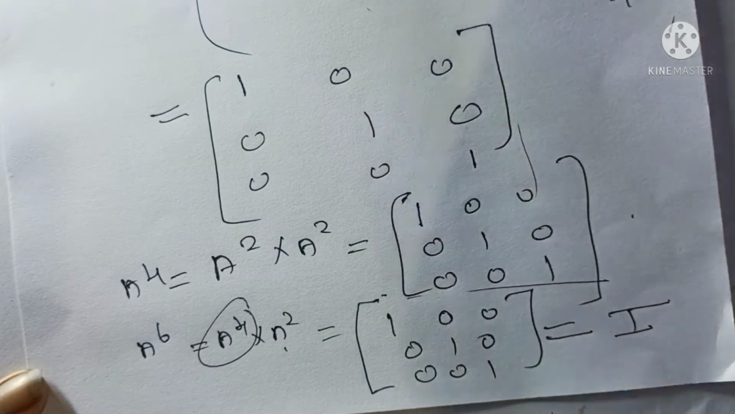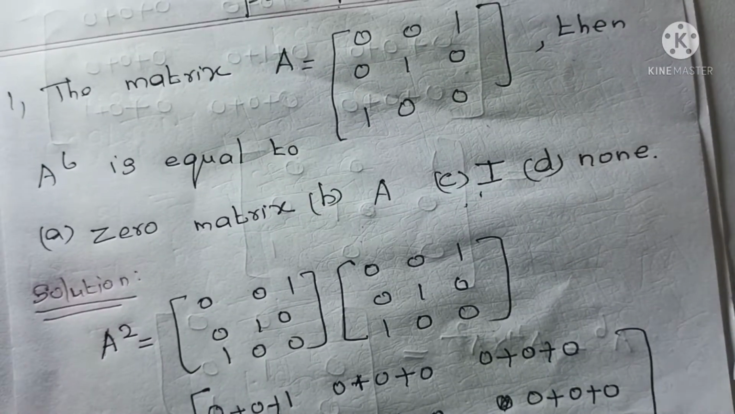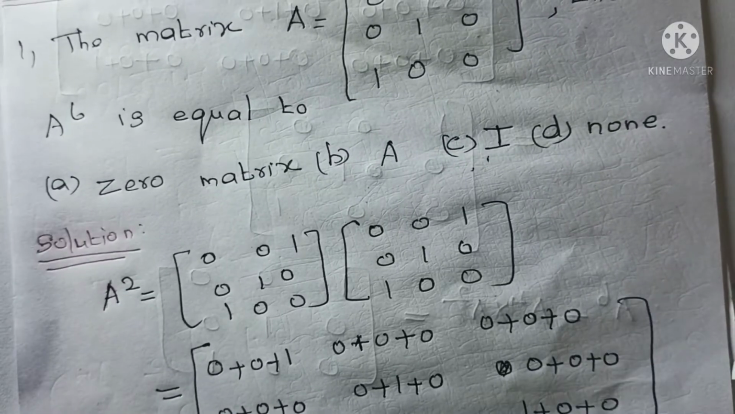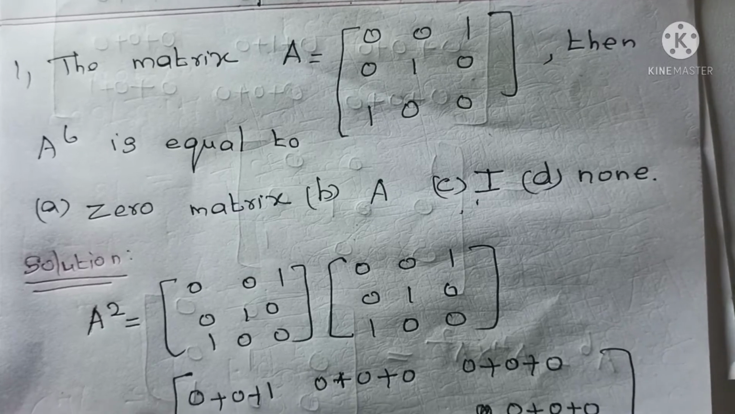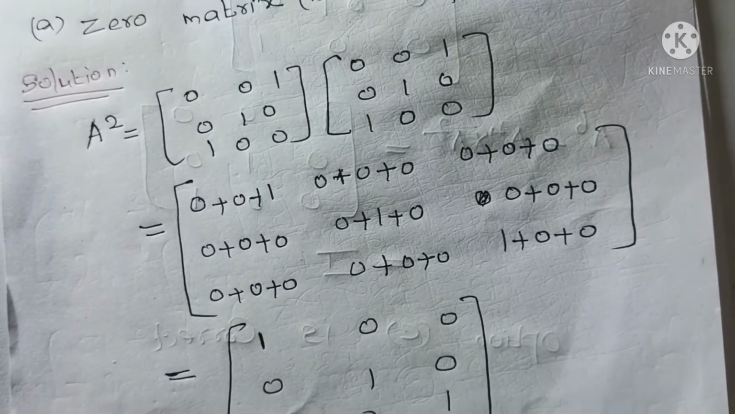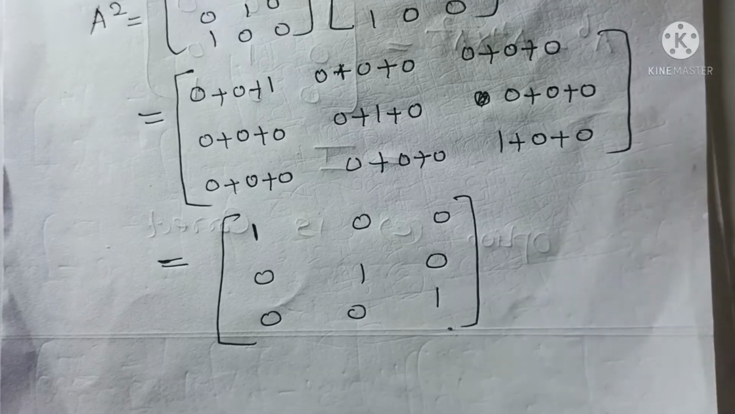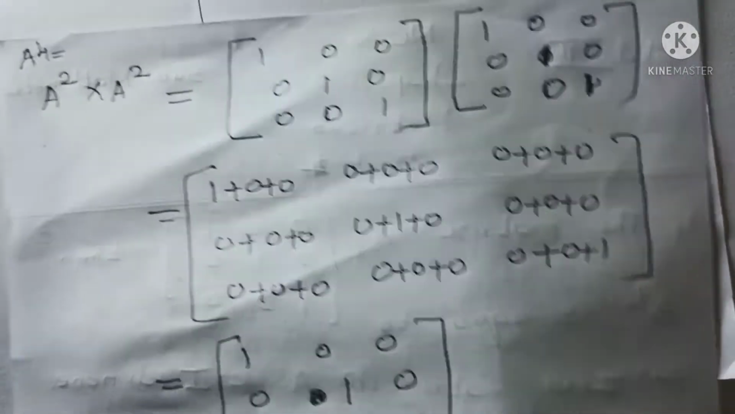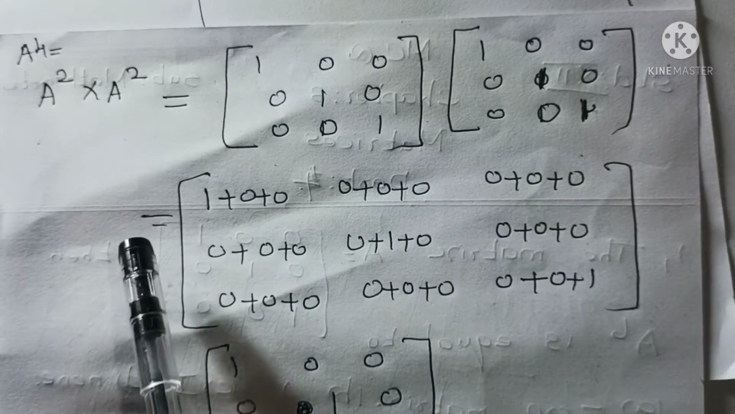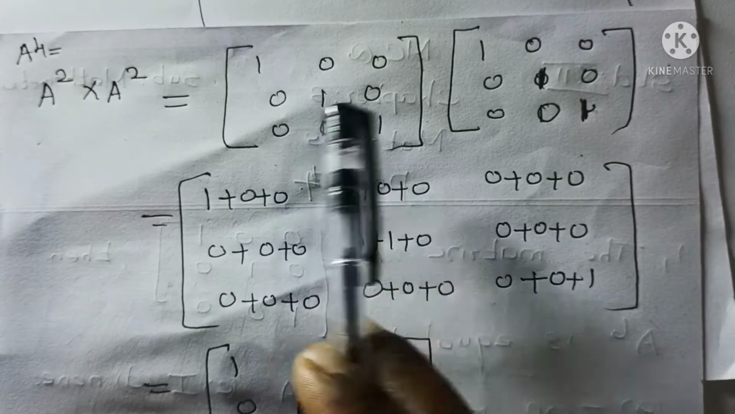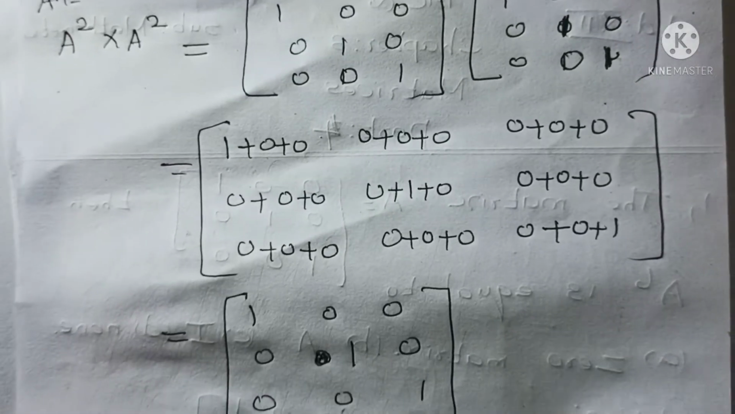So what is the option? Option C is the answer. I am showing this question and answer. If you want, you can write. So this is the question. Here I multiplied. No need to multiply actually, because identity matrix into identity matrix is identity matrix only. If you want, you can multiply.